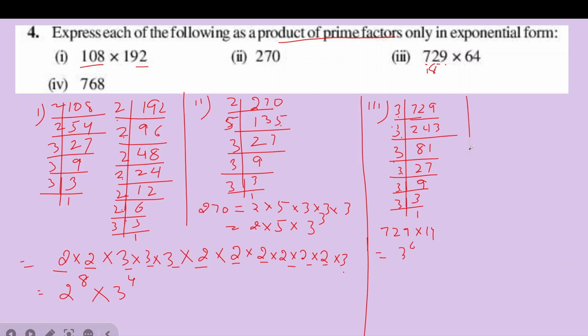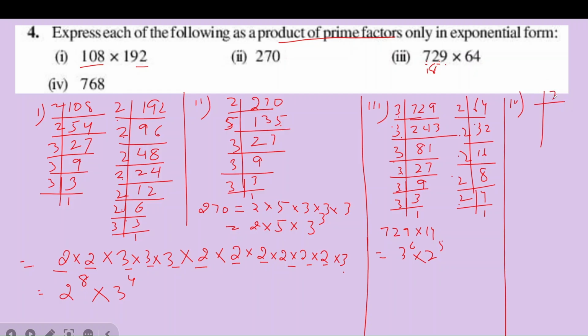Now let's try for 64. So it is 2, 32, 16, 8, 2 fours, 2 ones. So it is how many 2's? 1, 2, 3, 4, 5. That's the answer. Now let's check the last part.